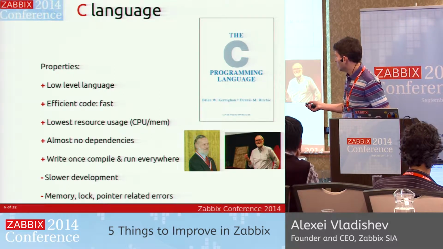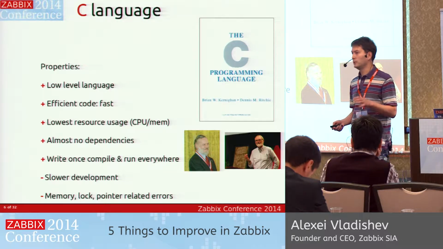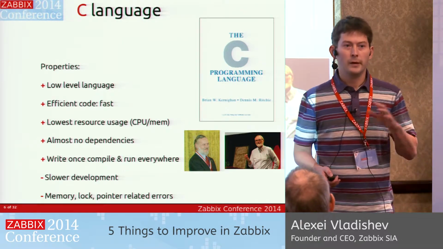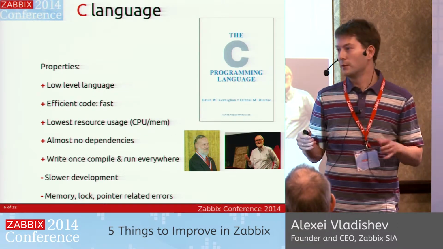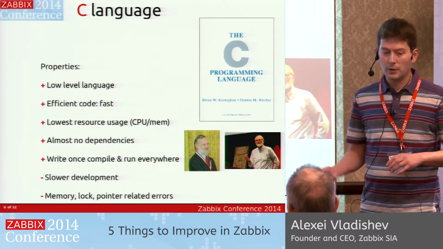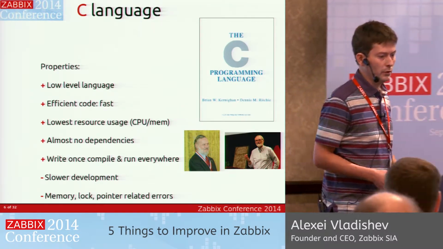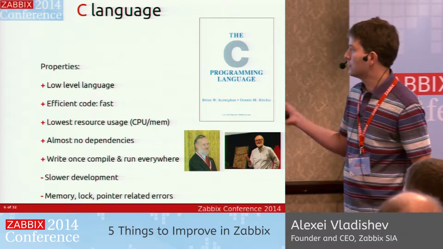There are some drawbacks as well. It's slower development. It's a low-level language, so we have to care about everything: memory management, locks if we are dealing with shared resources and so on. So it may slow down development because of the low-level nature of the language itself. But it's good engineering.